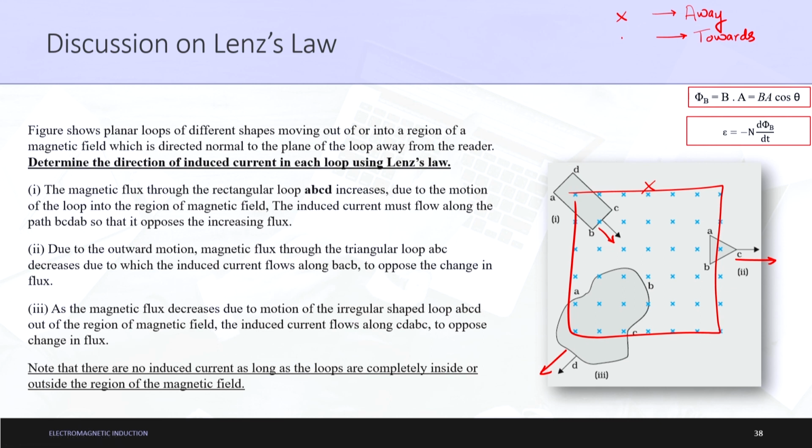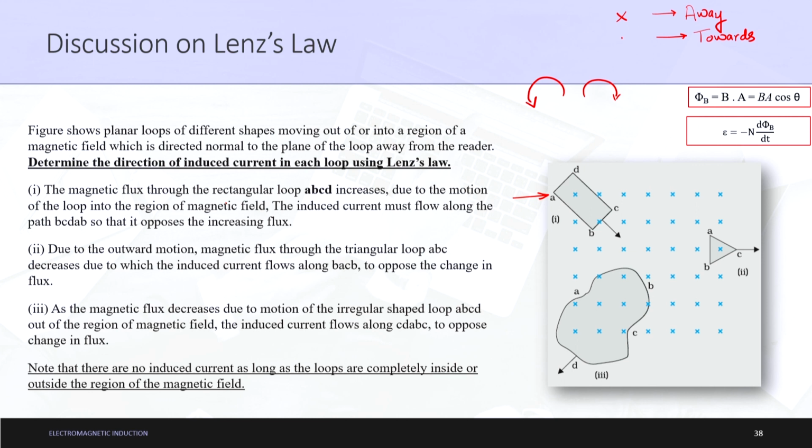It is a simple question: determine the direction of induced current in each loop using Lenz's law. Direction as in whether it is moving in a clockwise or anti-clockwise direction, only this is being asked. So, please now focus on the first point here.